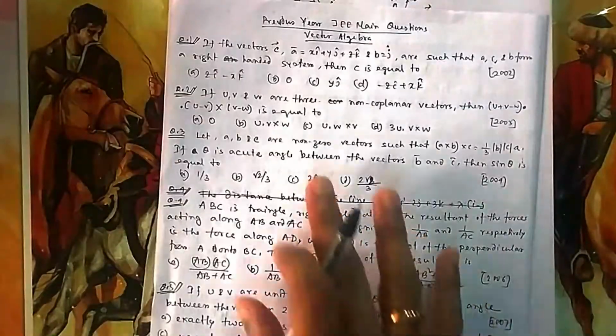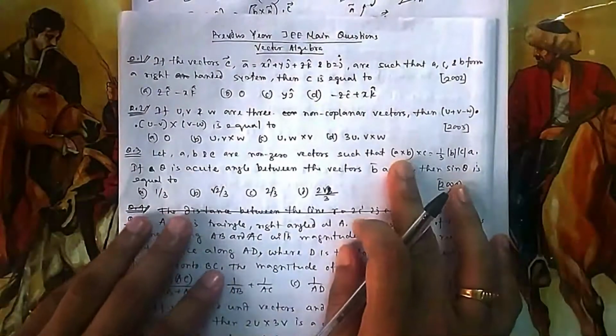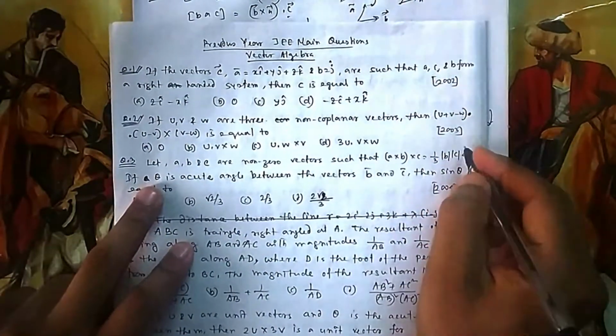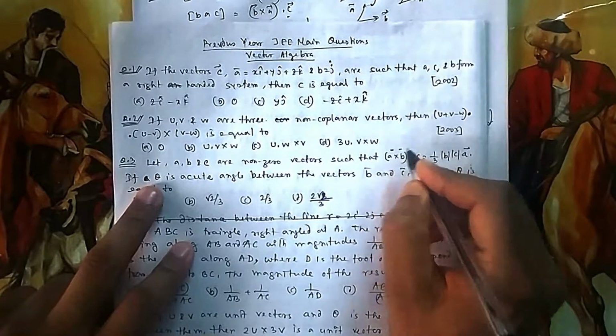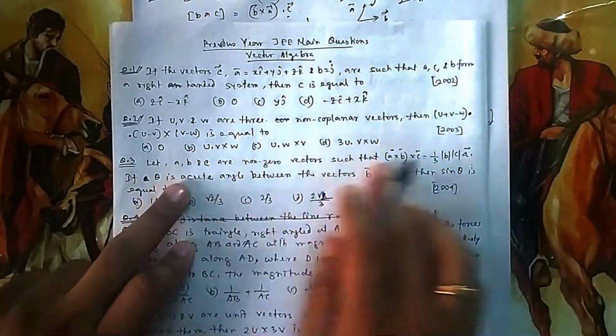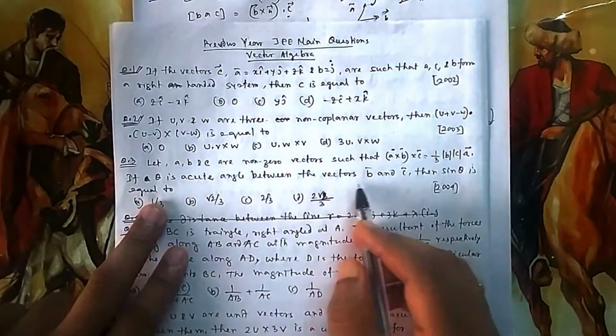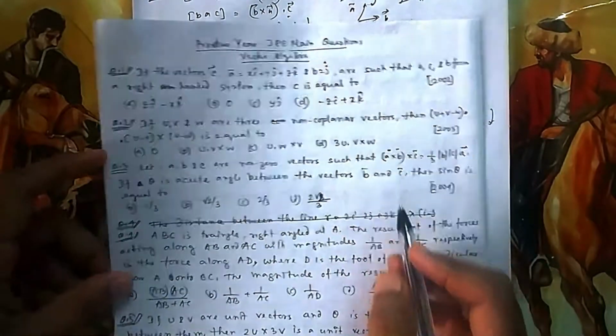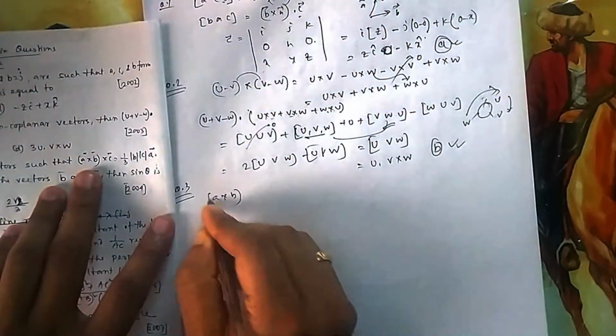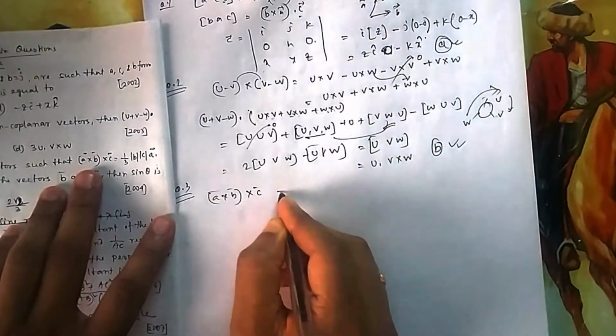Now if you come to question number 3, let A, B, C be three non-zero vectors such that A cross B cross C is given as this. All these vector symbols are not given, but you take care of this as a vector, with a little bar above it. Theta is the acute angle between B and C, then sin theta is equal to? So we know this is the vector triple product, A cross B cross C. Now how to simplify this one, I told you.